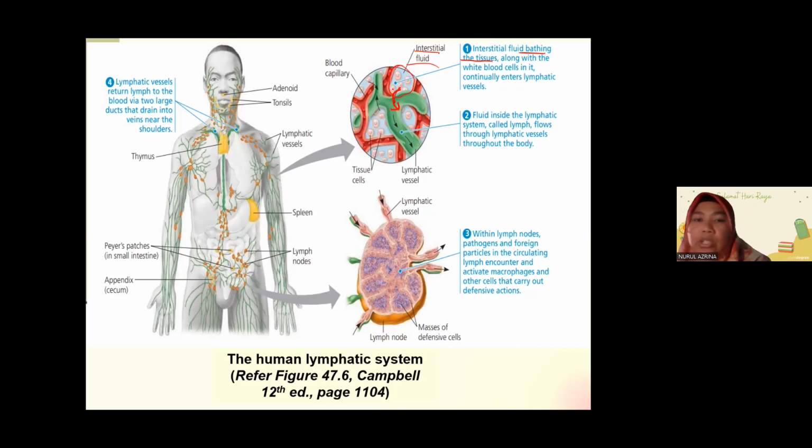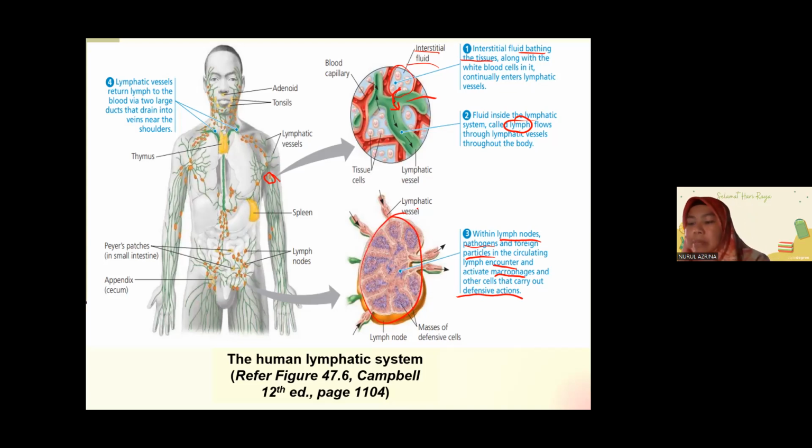Once the interstitial fluid enters the lymphatic vessel, it is known as lymph. It flows through the lymphatic vessels throughout the body and reaches the lymph nodes. Within the lymph nodes, pathogens and foreign particles in the circulating lymph encounter and activate macrophages and other cells that carry out defensive action. For example, phagocytes such as macrophages can engulf the pathogen or bacteria via phagocytosis. This is the mass of the lymph node containing phagocytes.